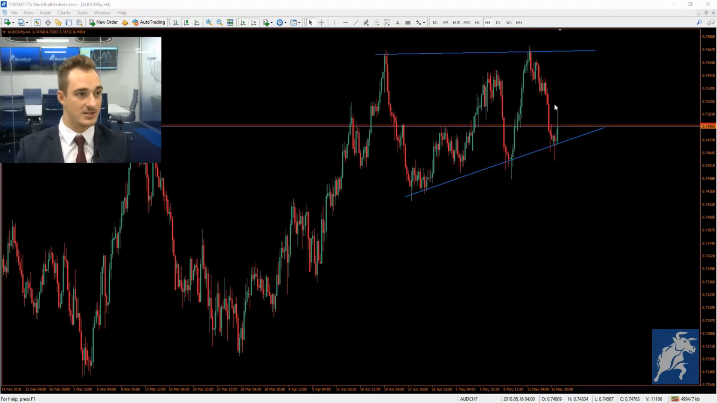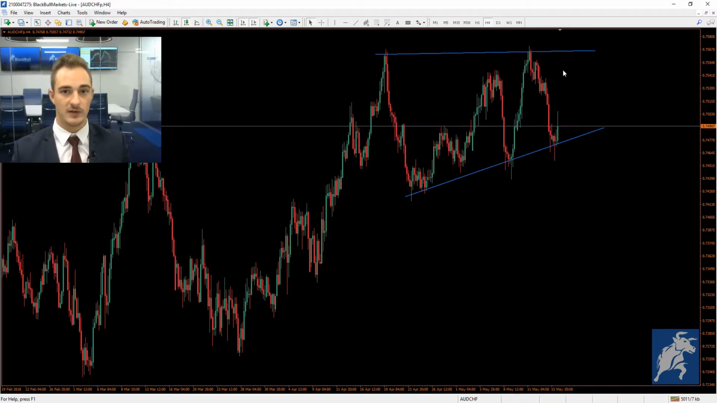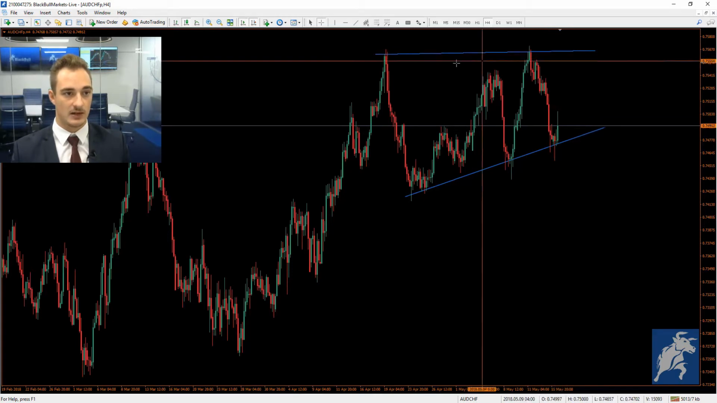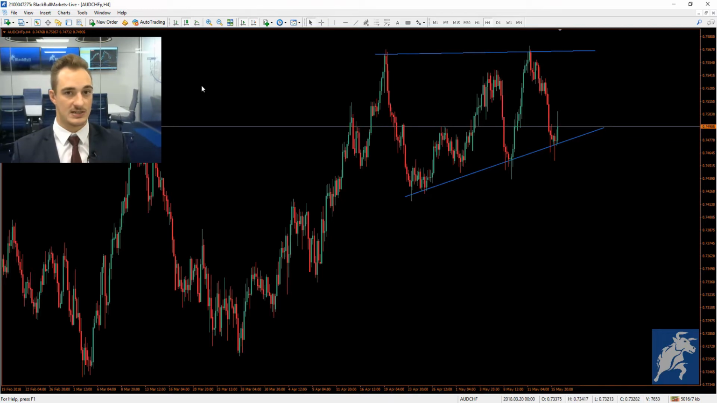First one you can see is the Aussie Swiss Franc. You see it's made this pennant, or this wedge shape. You see it's bounced on that bottom support line, bouncing on the 0.74 level. Hopefully moving up to that higher level over there, maybe forming a multiple top on the 0.756 level.